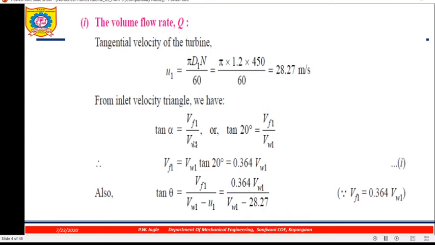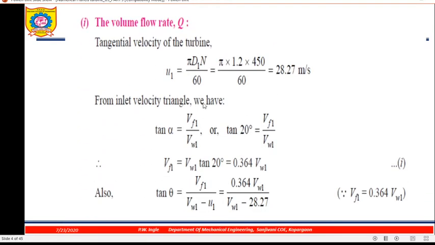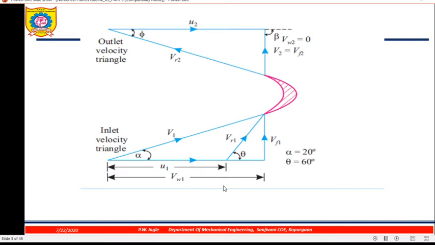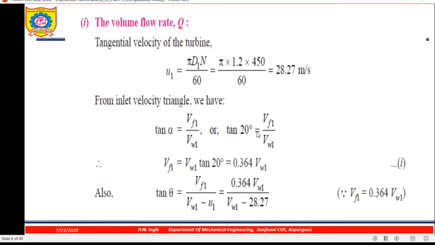We have to calculate volume flow rate. So what is tangential velocity of turbine? U1 equal to pi d1 N by 60. Just put the value, you will get the answer for U1, 28.27. Now from inlet velocity triangle, what is tan alpha? It is opposite upon adjacent, so tan alpha is Vf1 upon Vw1. So tan 20 equals Vf1 upon Vw1. So Vf1 is Vw1 into tan 20. So you are getting the equation in terms of Vw1.